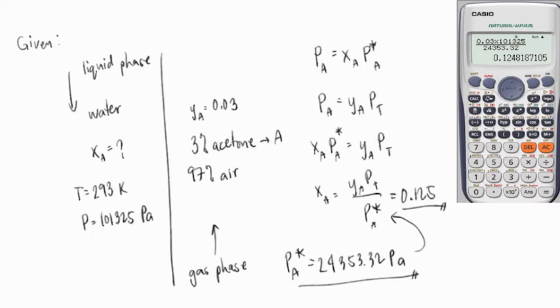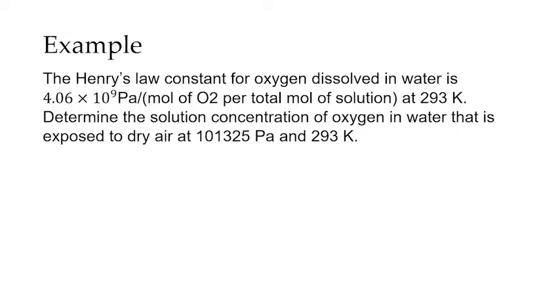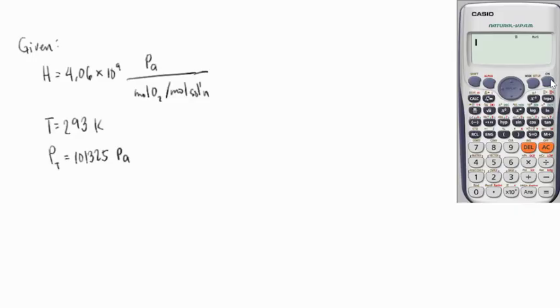Okay? Let's proceed. This is a Henry's law problem. The Henry's law constant for oxygen dissolved in water is 4.06 times 10 raised to 9 pascals per mole of O2 per total mole of solution at 293 Kelvin. Determine the solution concentration of oxygen in water that is exposed to dry air at 101,325 pascals and 293 Kelvin. Here are our givens to the problem. You're given the Henry's law constant, 4.06 times 10 raised to 9 pascal per mole O2 per mole solution. You're also given the temperature and the total pressure.